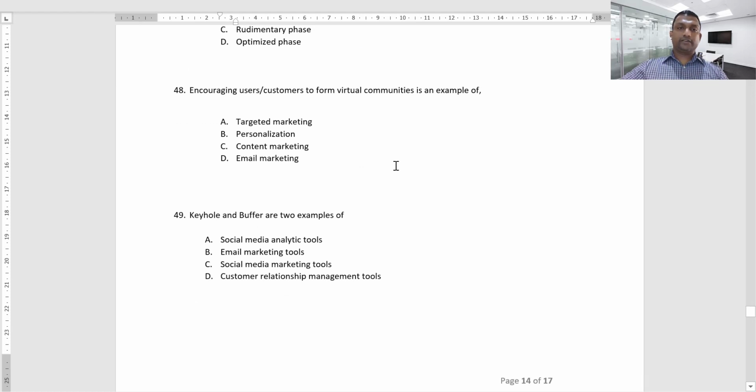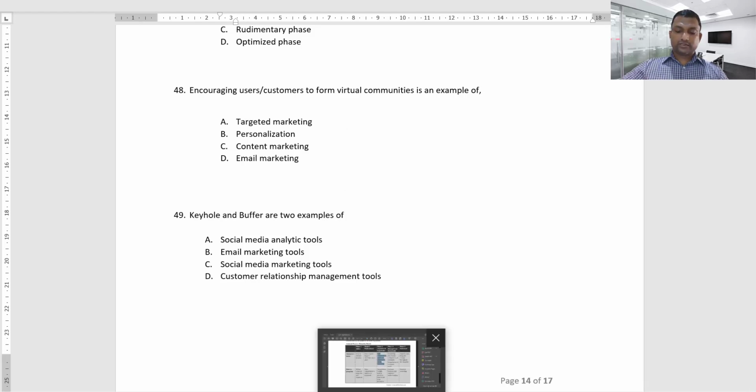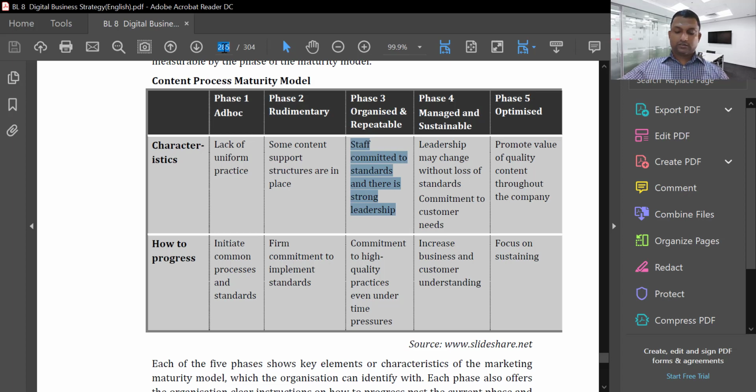Question number 48. Encouraging users, customers to form virtual communities is an example of encouraging users or customers to form a virtual community, right? So let's look at how this is explained in the textbook.